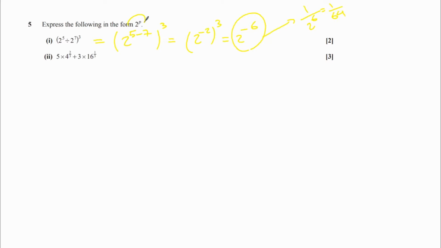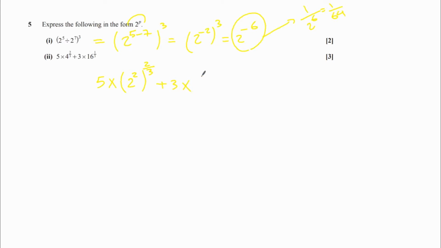The second question, we have 5 times. Because what we want to achieve is 2 to the power of p, I need to write everything in the form of 2 to a power rather than 4 to a power. This one is 4 to the power of 2 over 3. I know that 4 itself is 2 to the power of 2, so I write the rest of it, which is 2 over 3, plus 3 times. Now this one, 16 to the power of 1 over 3.